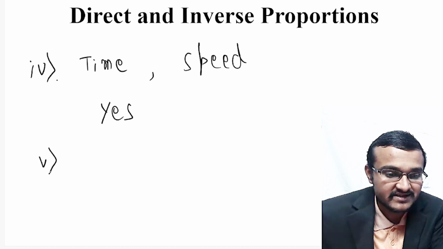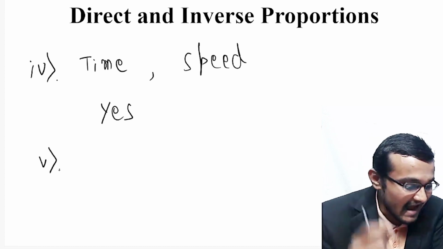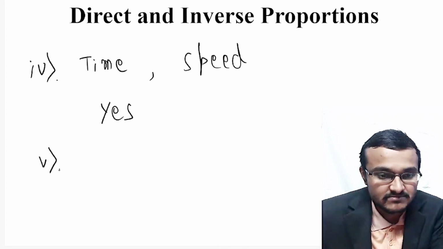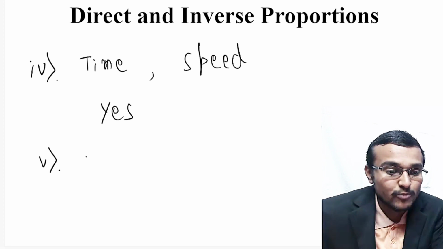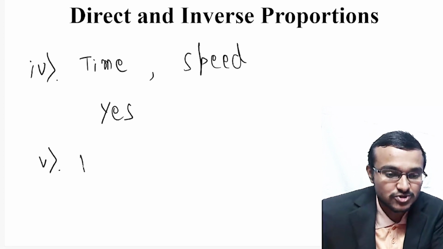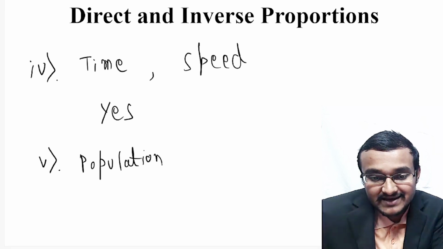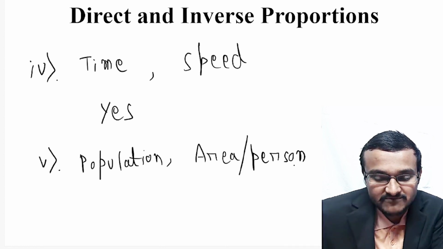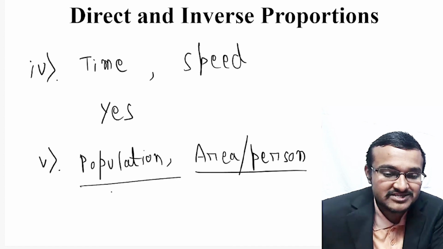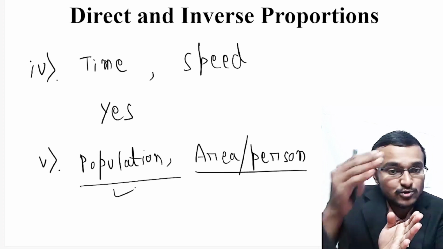Coming to the fifth question, here they are asking about the population of a country and area per person, not just area. That means how much area one particular person will get. So population is one physical quantity, and area per person is another physical quantity. As the population of a country goes on increasing, then area per person will go on reducing.